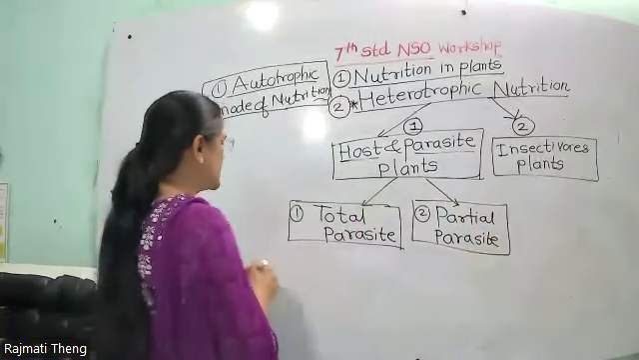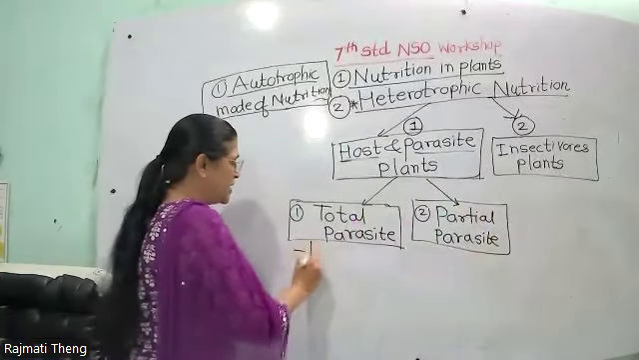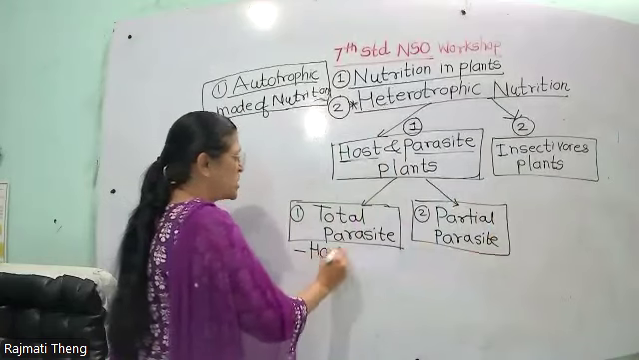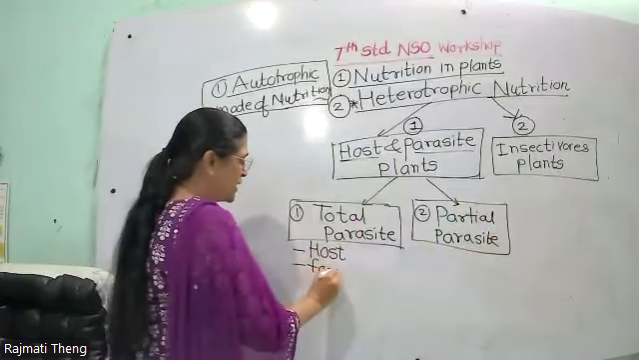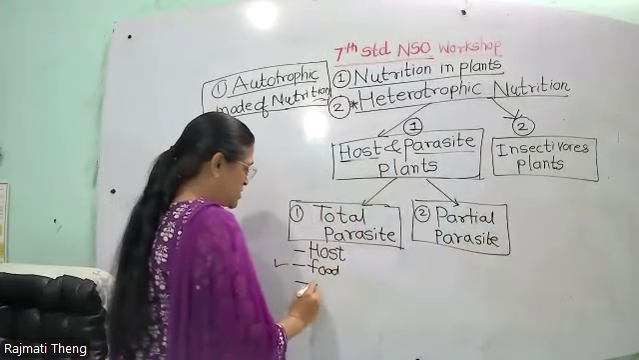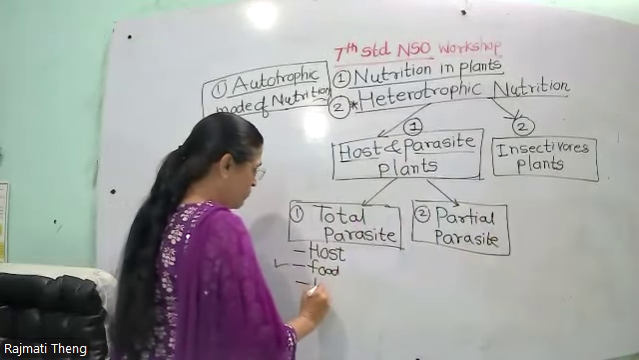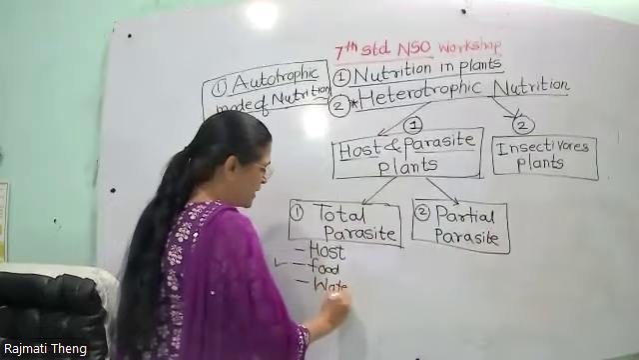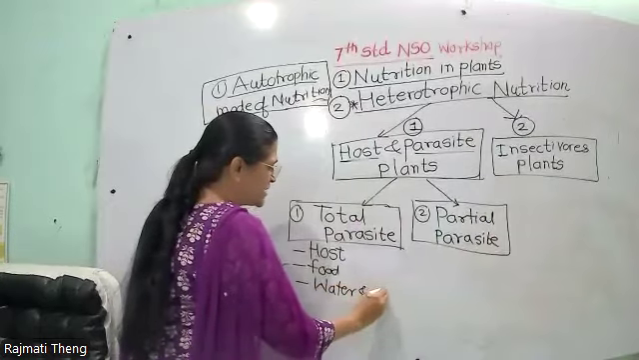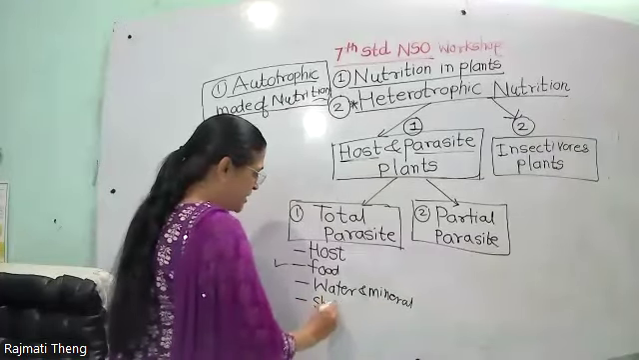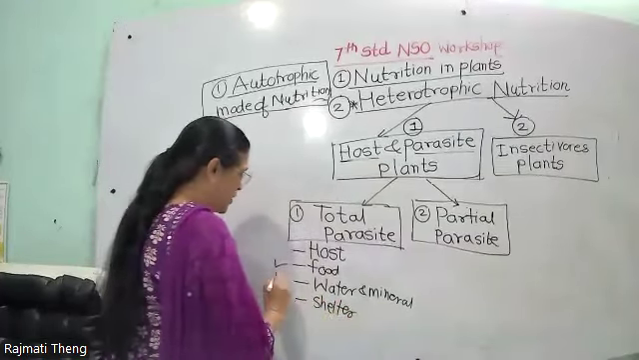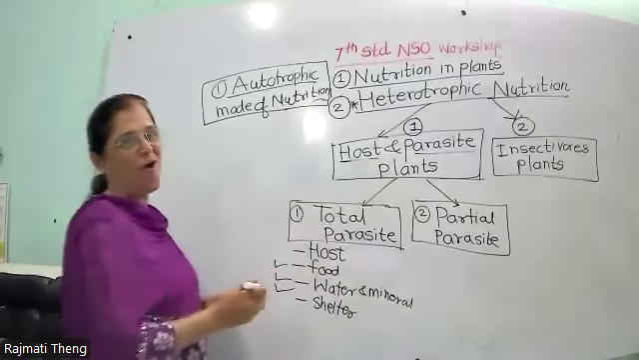The parasite which is completely dependent on the host is called a total parasite. It takes food from the host, water and minerals from the host plant, and shelter from the host plant. So it is totally dependent on the host.